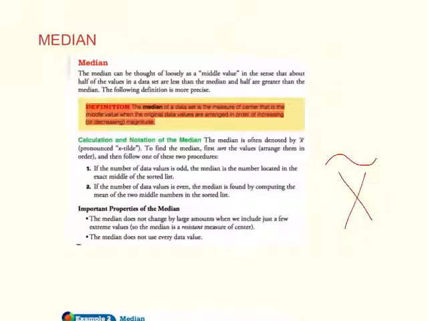So it's very resistant to large data values. And the median does not use every single data value; it just uses a few of them. If you happen to have one data value in the center, that is your median, literally the middle value. If you do have a couple of numbers in the middle, you take the average of those two, and that's your median.